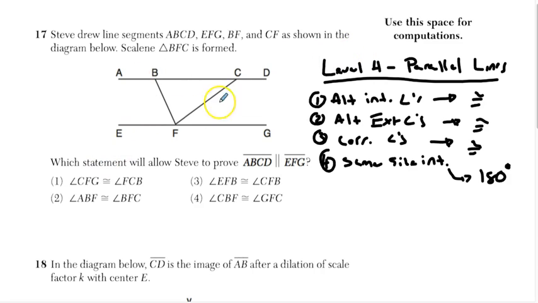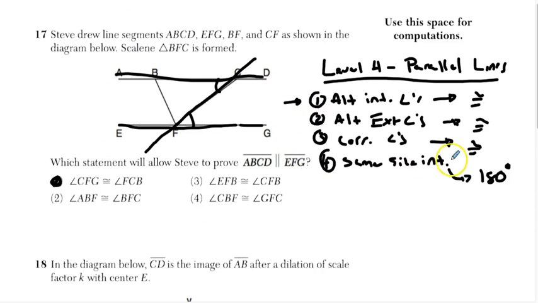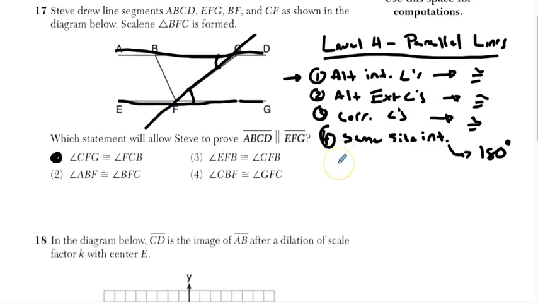So let's start with number 1. It says CFG, which is this angle right here, is congruent to FCB. And that's the angle right here. And right off the bat, we've actually got the answer, because if you look here, these are our 2 lines. Here's our transversal, and those are congruent alternate interior angles. So that's number 1, and that relates to number 1, right? Alternate interior congruent. And you can go through the rest of these and see that none of those represent any of these angles, and so yeah, those are out.